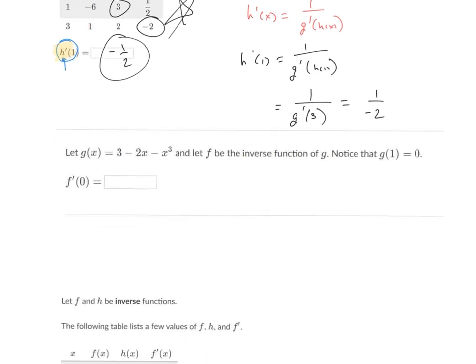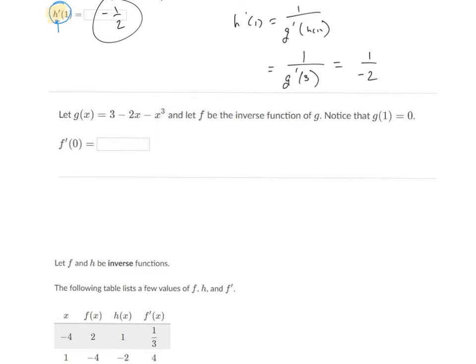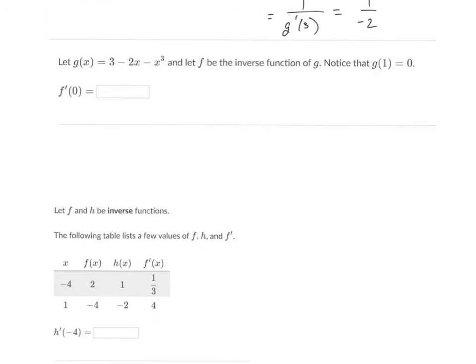So what's going to be slightly more difficult? Slightly more difficult is something that looks like this. And let me scoot that up just a little more. Let's see what happens. We now have f and g. f is the inverse of g. We're trying to find f prime of 0. So I'm going to do g of f of x equals x. Therefore, g prime of f of x times f prime of x equals 1.